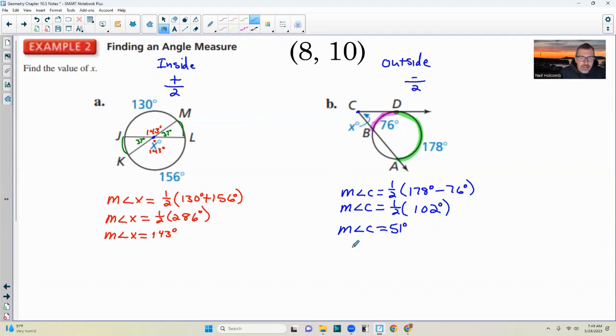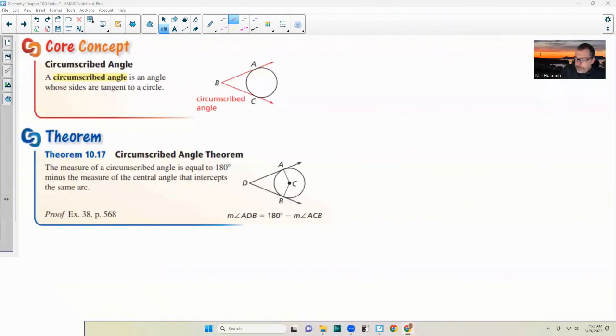Okay, and that is our X. So X is 51 degrees. And over here, yeah, X is 143 degrees. Okay, so that's how you do an interior angle and an exterior angle using the chords. Now try it in exercises 8 and 10.